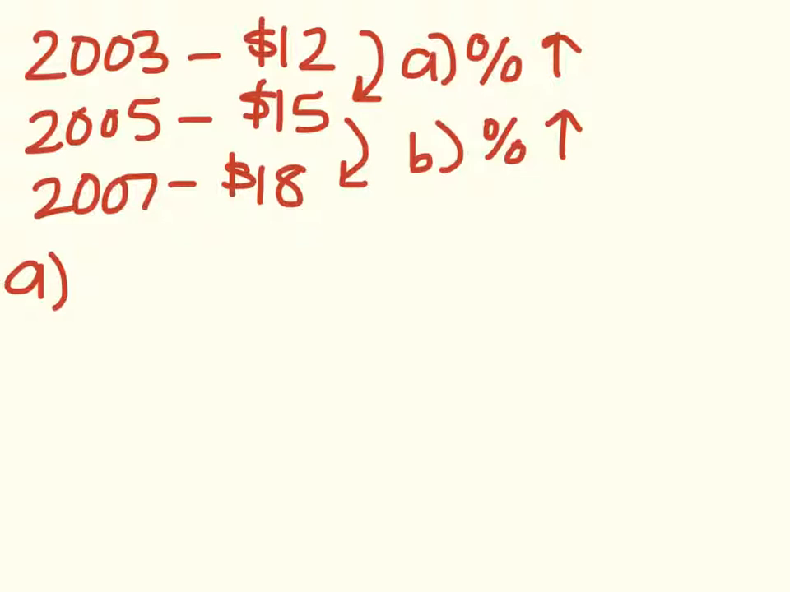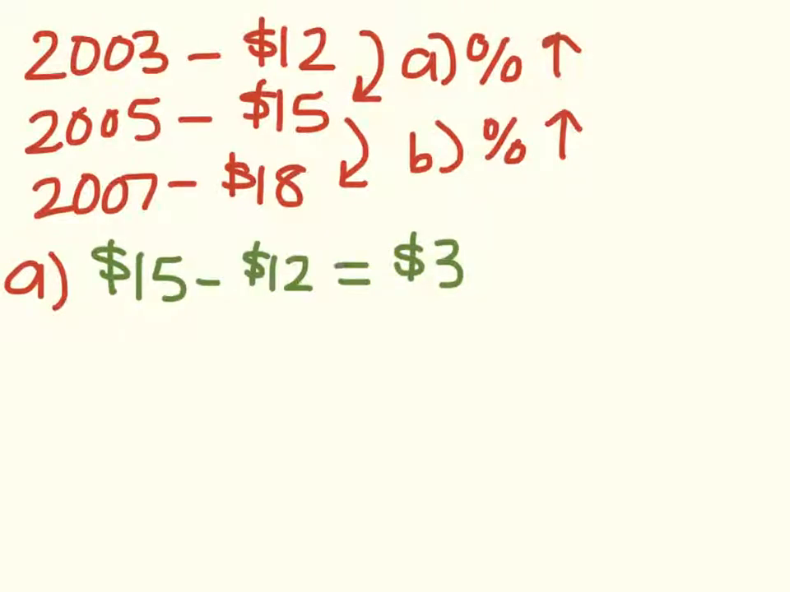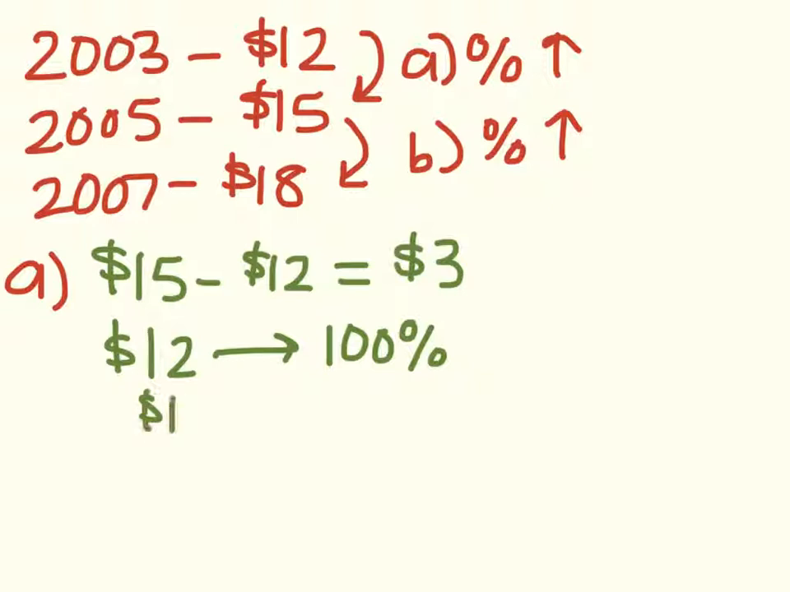So if the cost was $12 in 2003 and $15 in 2005, we'll begin by finding the difference in the prices, which is $3. 100% of the cost will be represented by $12, because remember, the starting cost is $12 and we're increasing it to $15. So $12 represents our 100%. $1 would be equal to 100% over 12.